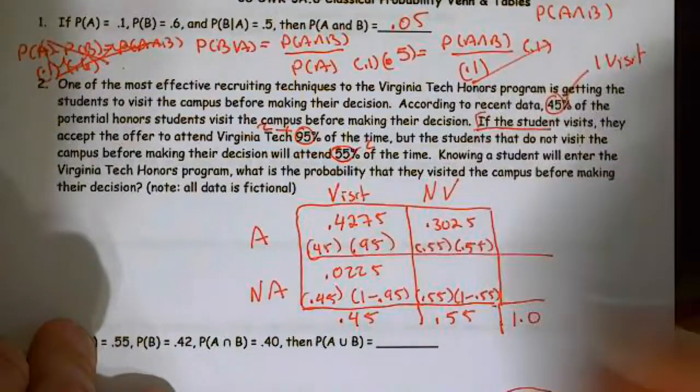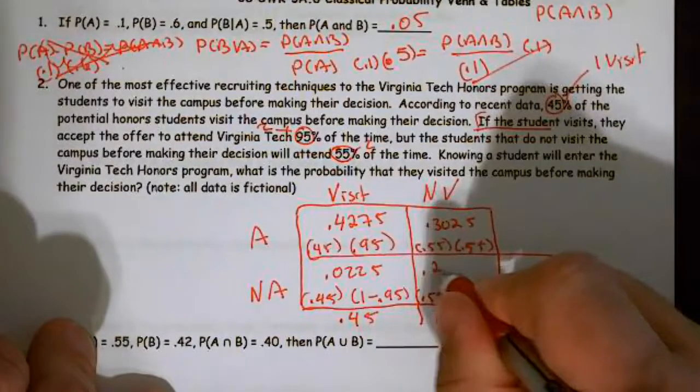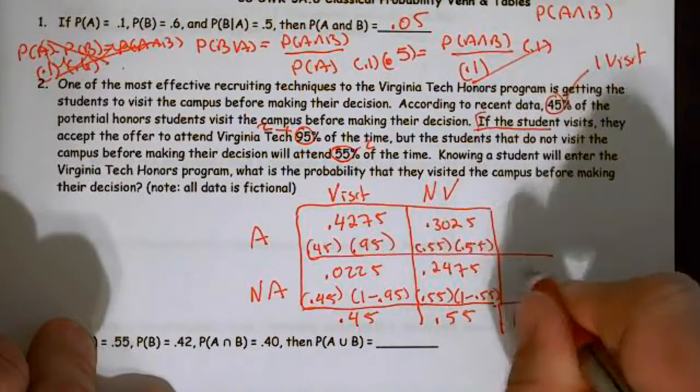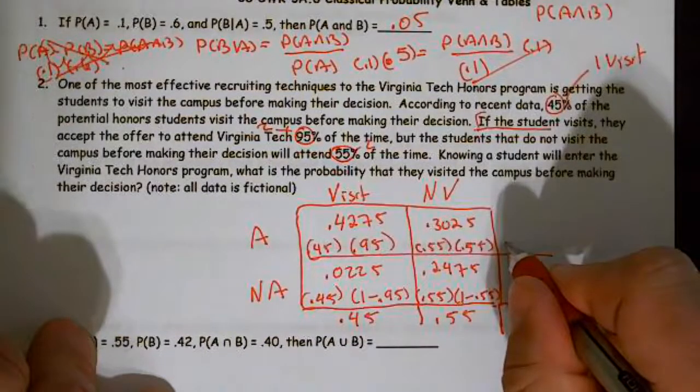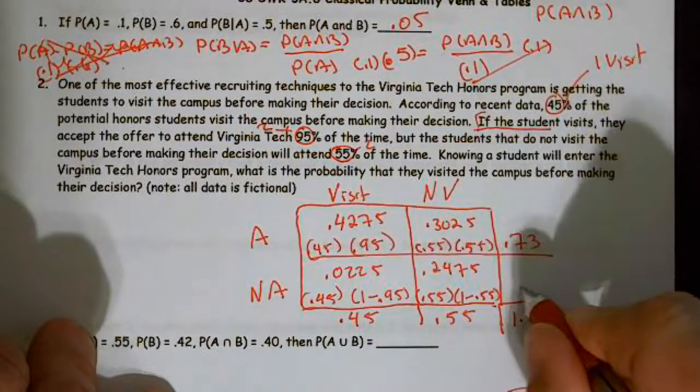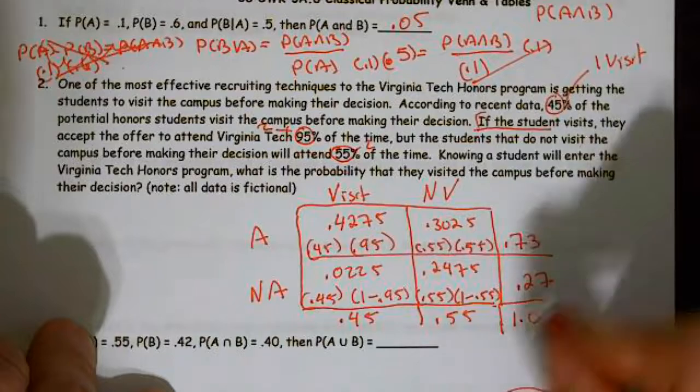0.3025 and 0.2475. These sum across to be 0.73. These sum across to be 0.27.